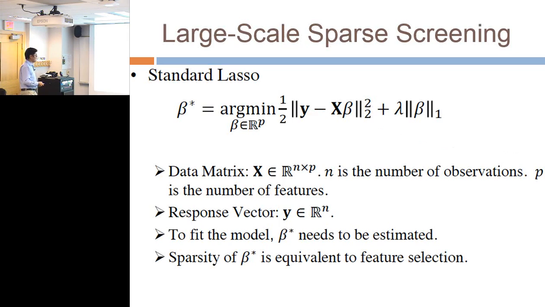Yeah. So good. You're going to tell us about the screening. All right. So like I said, today I will just talk about our screening method for some simple sparse learning models. So this is the standard Lasso. This is the least squares loss, this is the regularizer. The y is the outcome, X is the data matrix, and beta is what we need to estimate.